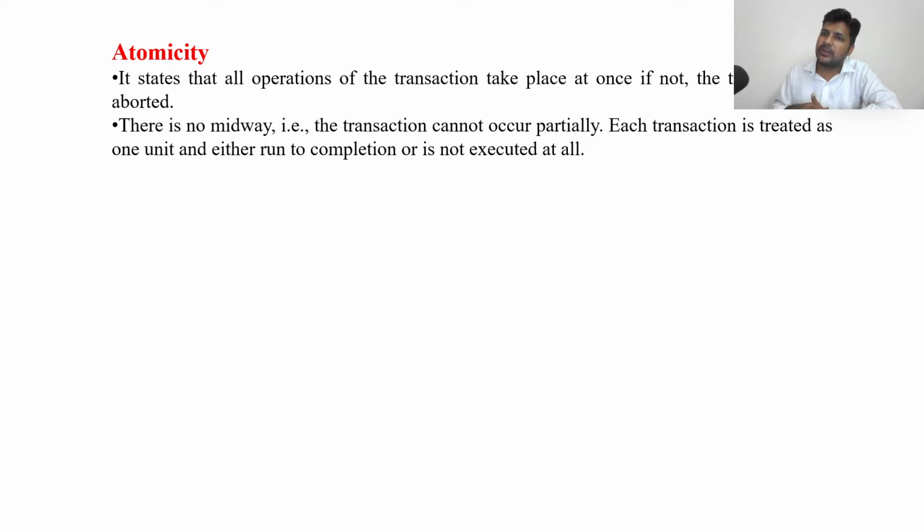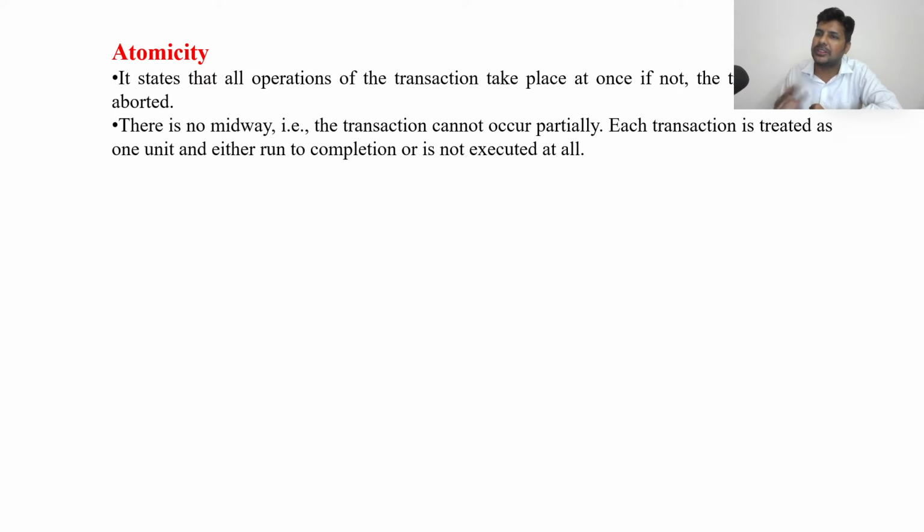Suppose my transaction has been successful, that means 500 has been deducted from my account, but it is not deposited in my friend's account. Now this state should not be there, right? So atomicity will not allow this. Either it will cancel my transaction, or it will successfully transfer the amount to the other person. It will not be in the midway.